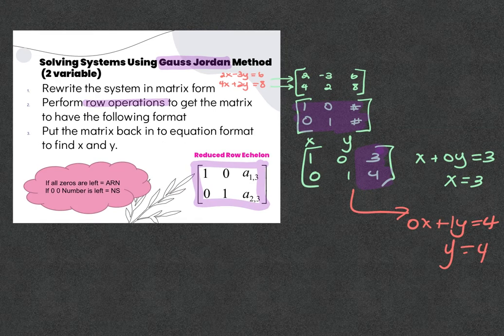There are two special cases. If all zeros are left in one row, it's all real numbers, so you've canceled everything out. Think about if we did it with substitution or elimination, you canceled everything out and got 0 equals 0. That's a true statement. That's all real numbers. And if you have 0, 0, but the number left is not 0, then it's no solution. So if one of your rows said 0, 0, 1, then it's no solution.